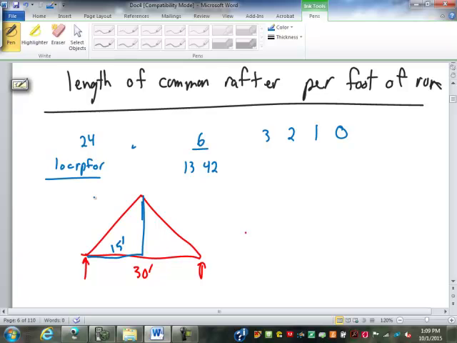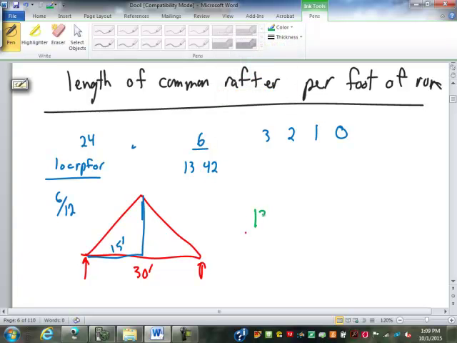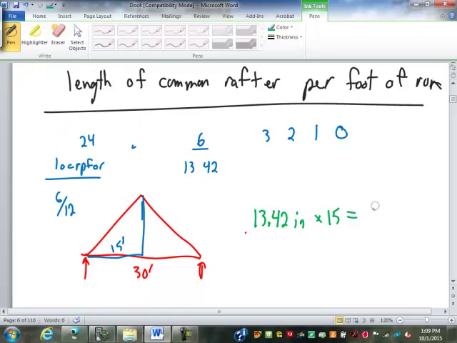So if this is a 6/12 slope, there are 13.42 inches per foot of run. So it's going to be 13.42 times 15. Which tells us the common rafter is going to be 201.3 inches.